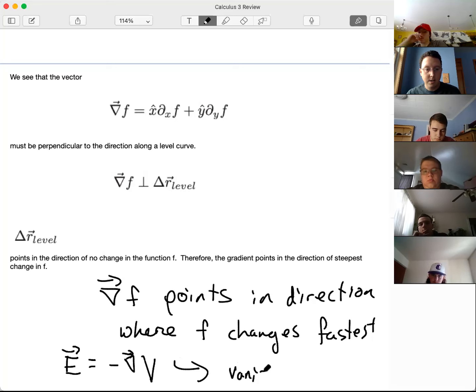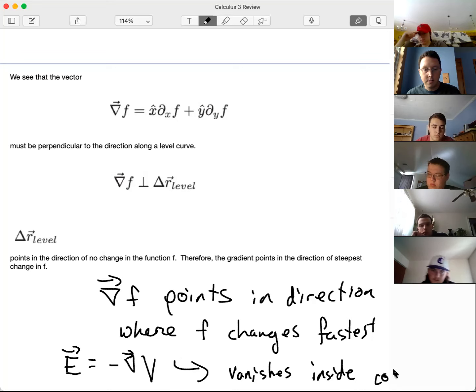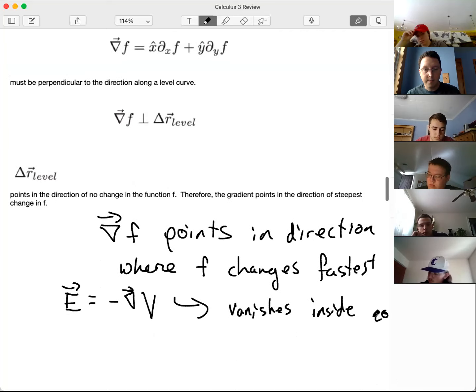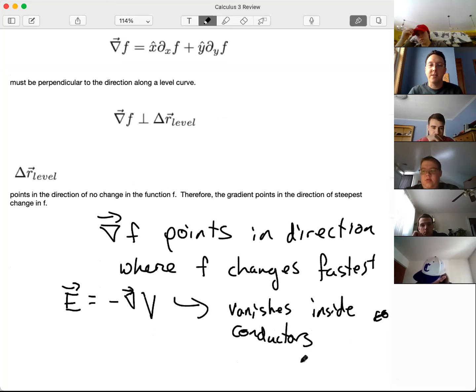Vanishes inside conductors. Sorry. I don't want to get into the gradient part and how to interpret that quite yet. All right. So that's kind of an interesting thing.